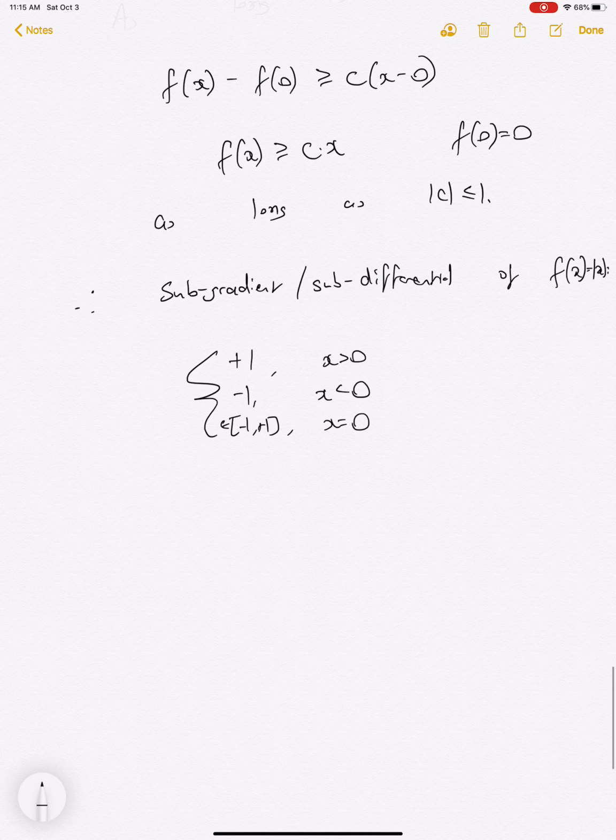So note that the subderivative or subgradient at x equals 0 is not unique, and that's certainly possible when you have convex functions that are not differentiable. Okay, so this is the notion of the subdifferential, which is very important.